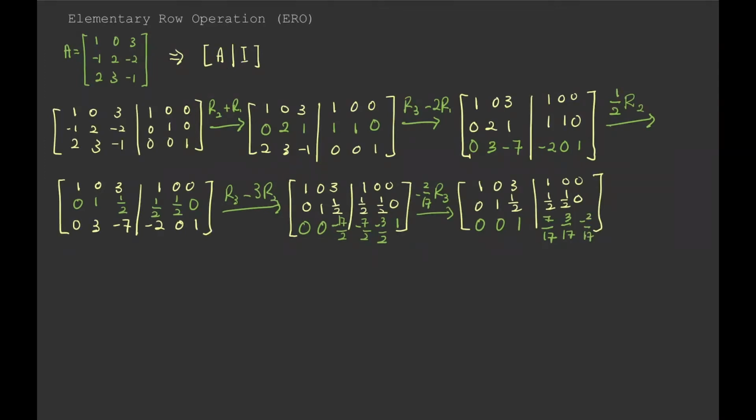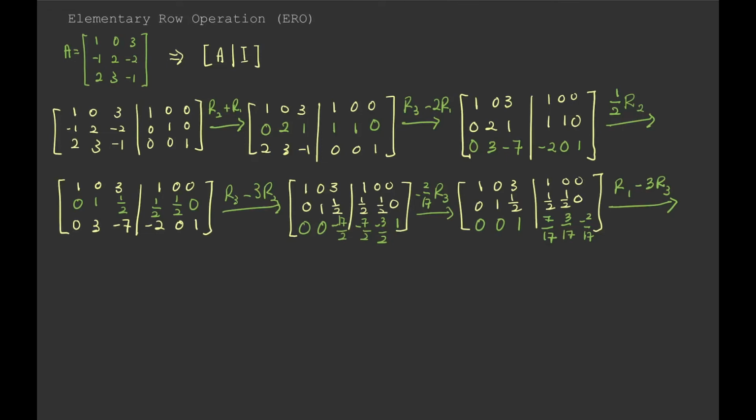After that, I want to change the value in row 1, column 3. We have the value of 3 here. I want it to be 0. So what we can do here, we can have row 1 minus 3 row 3.